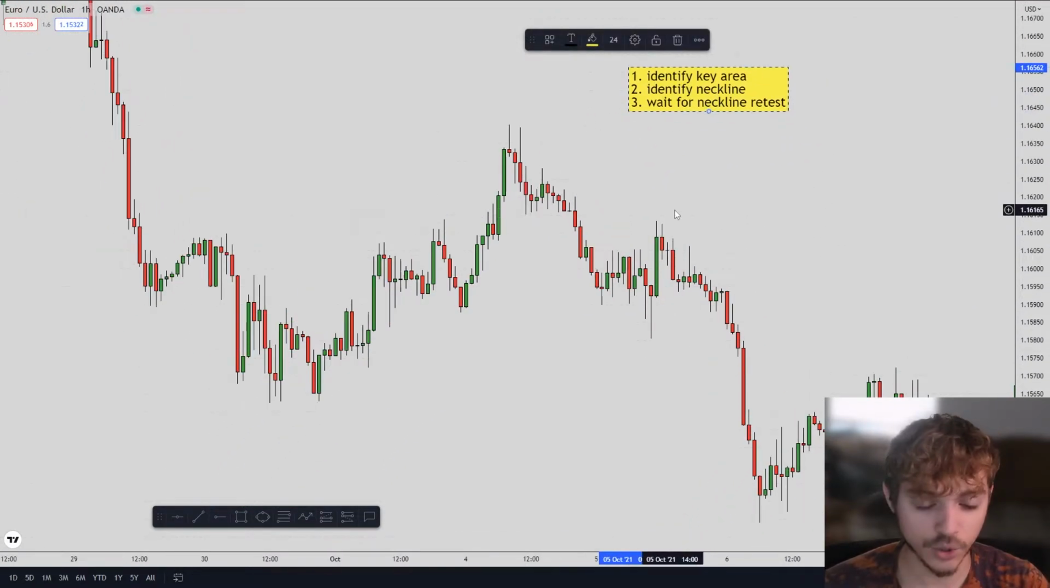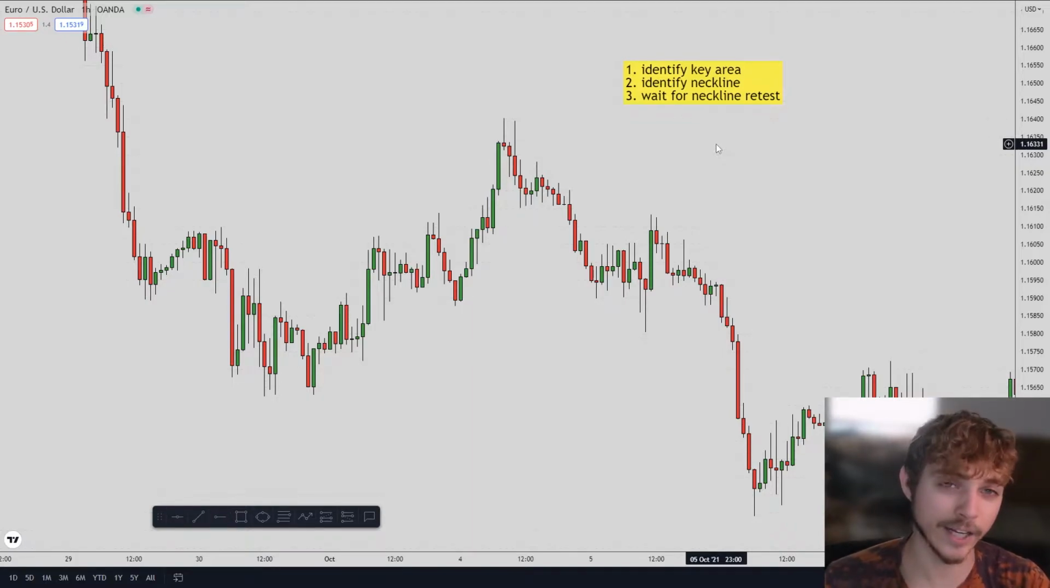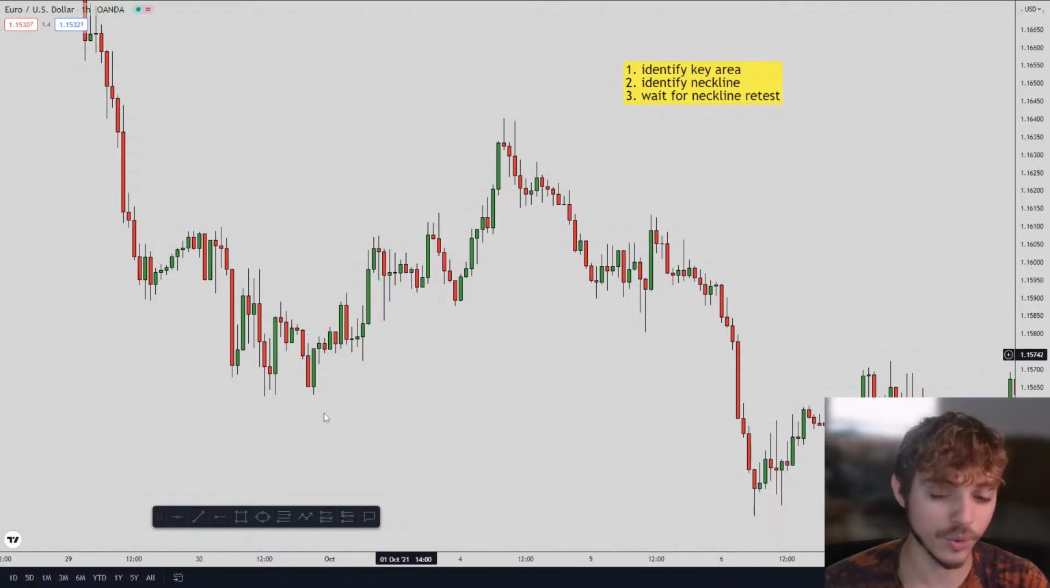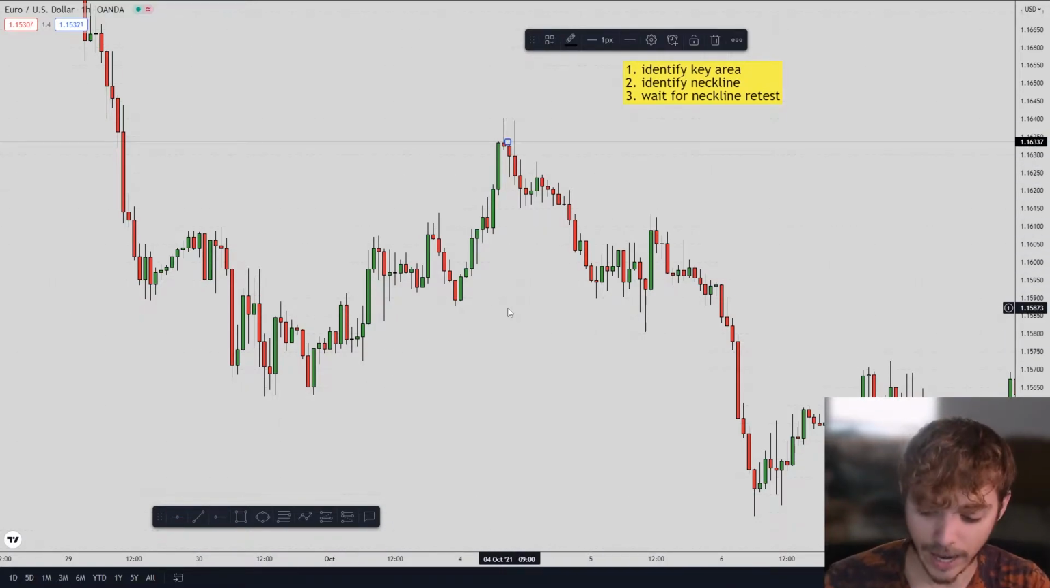The first thing I do when looking at head and shoulder patterns is identify if it's happening in a key area, because if it doesn't, chances are this is going to be a fake out, and that's not what we want. We want the highest probability that our trade is going to go the way that we want. So let's go ahead and see if this trade is happening in a key area.